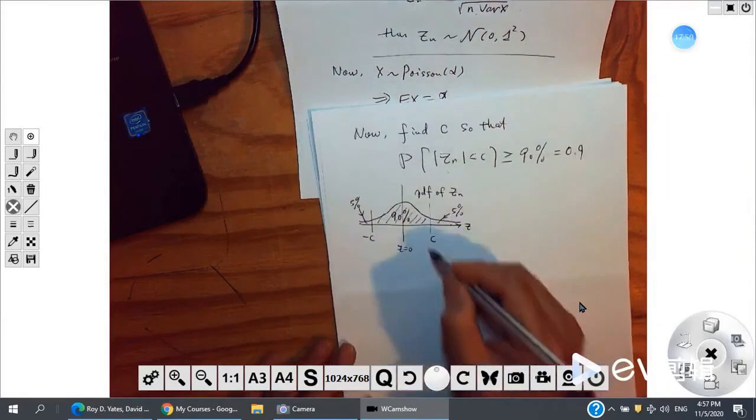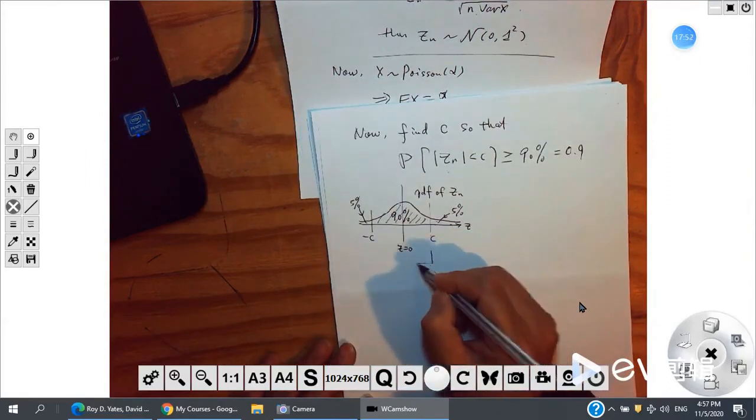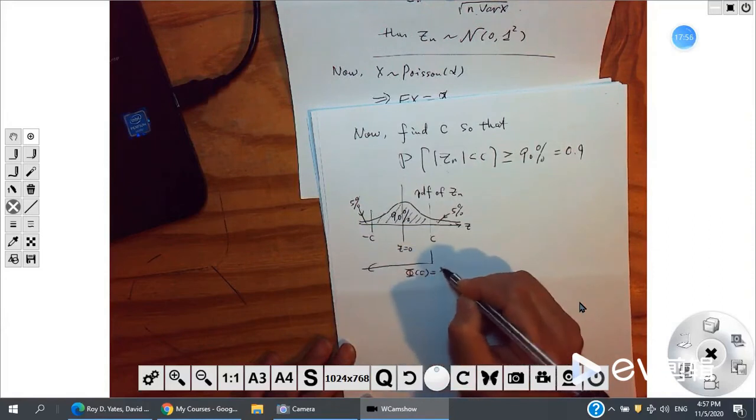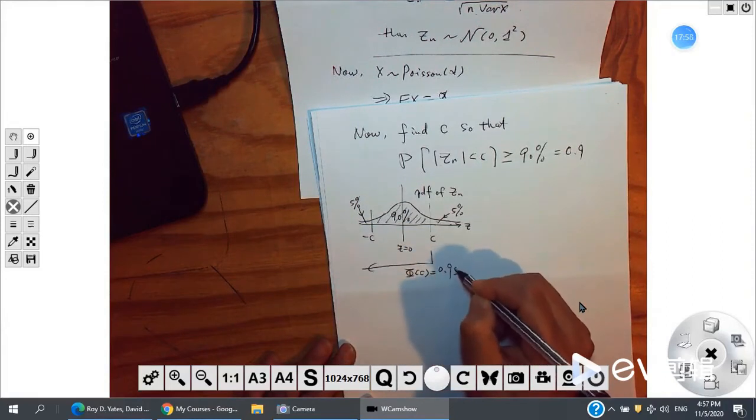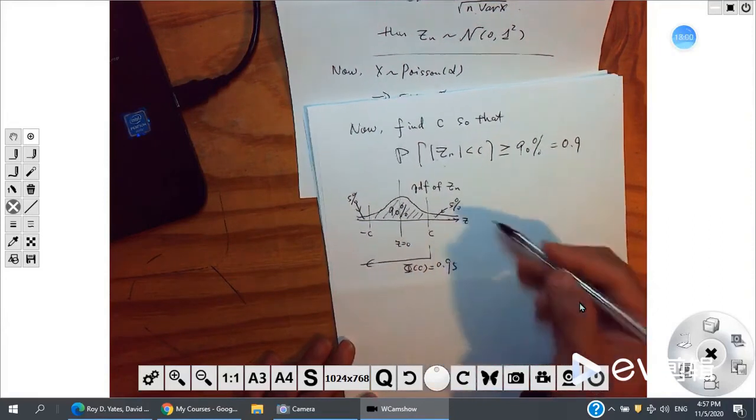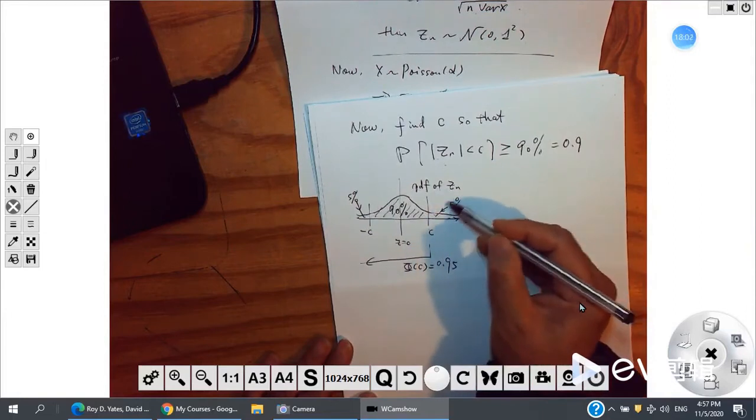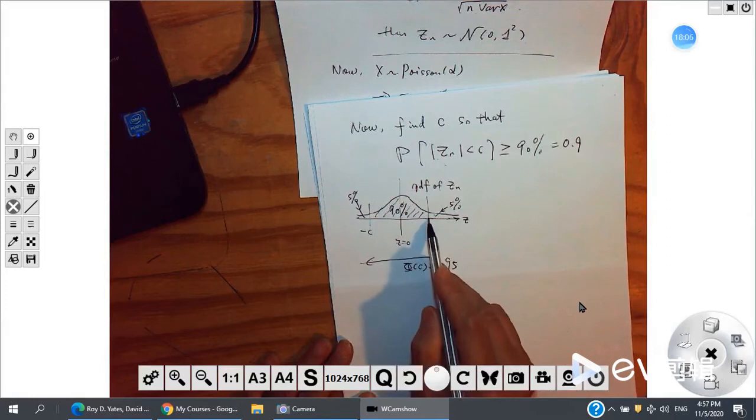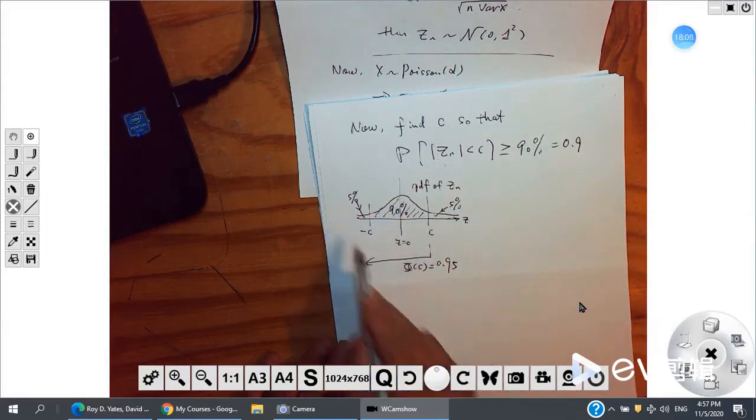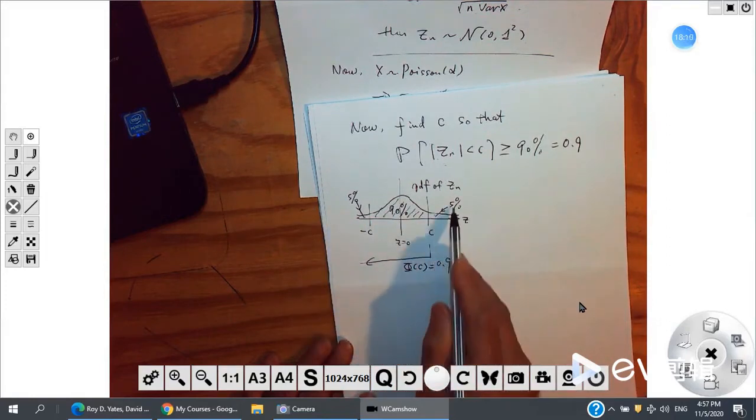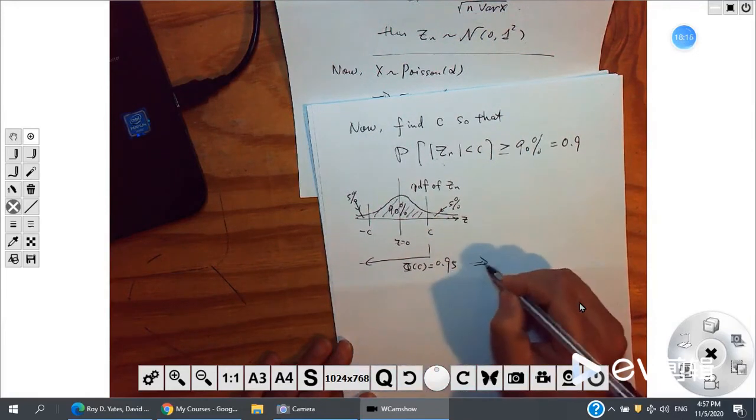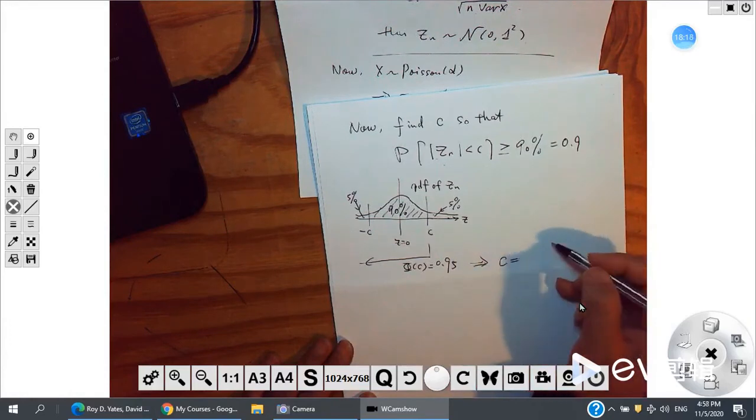Okay, then what is the C? C is here. We have phi of C equal to 0.95. Make sense? Because this part is 5%, and this part is 5%. Then phi C will be all the rest, so you need 1 minus this 5%. I have 95%. So this is phi C. Okay, we can get C. C equals what? We check the table.